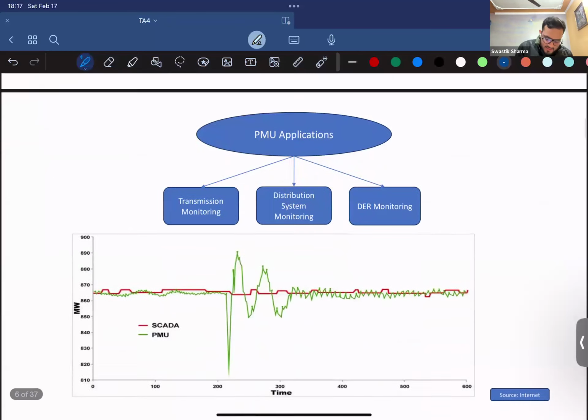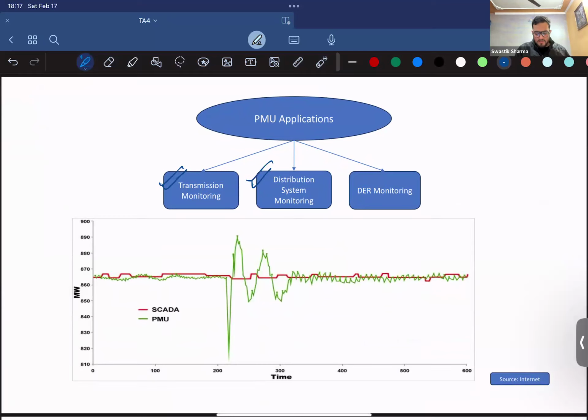So the major applications are transmission monitoring, distribution system monitoring, and DER monitoring. Since you have DERs, right, they are feeding power back to the grid from the distribution side. Now you're feeding power back to the main grid. So what's happening? These can also cause faults. These can also cause disturbances due to reverse power flows. And to be able to monitor that perfectly, you can use these PMUs.